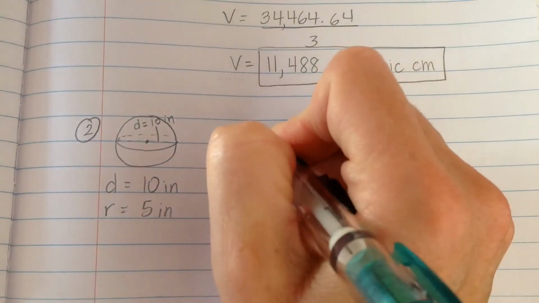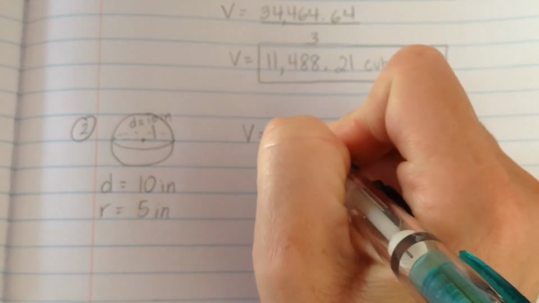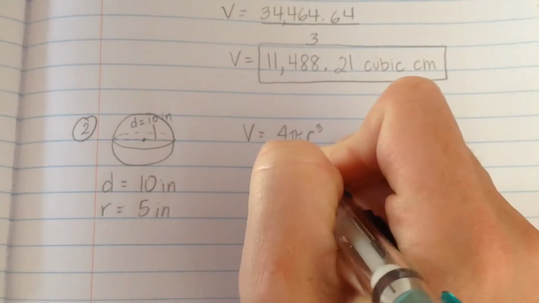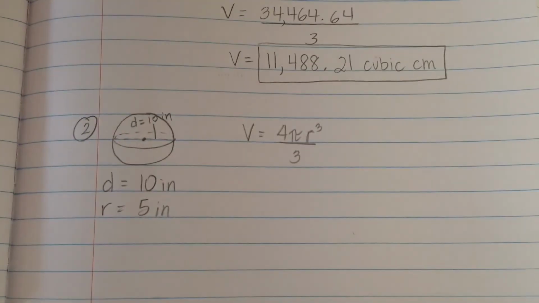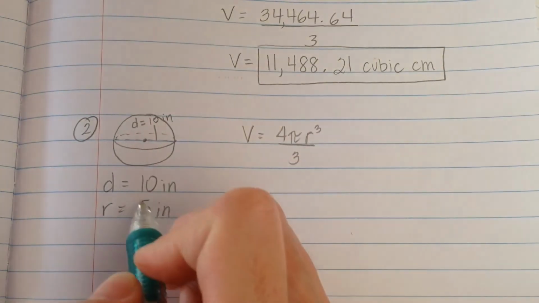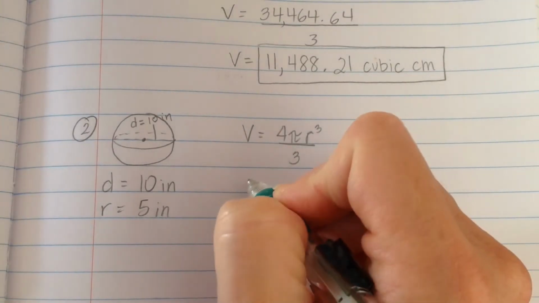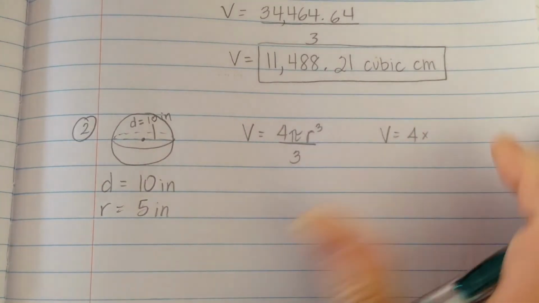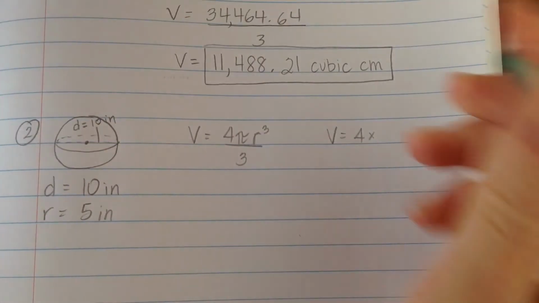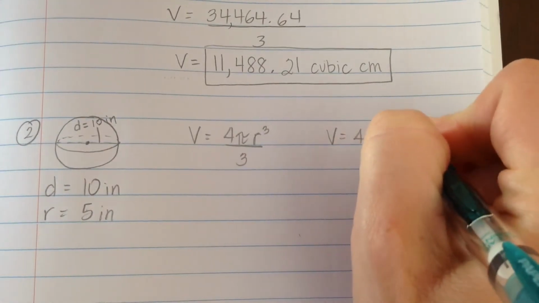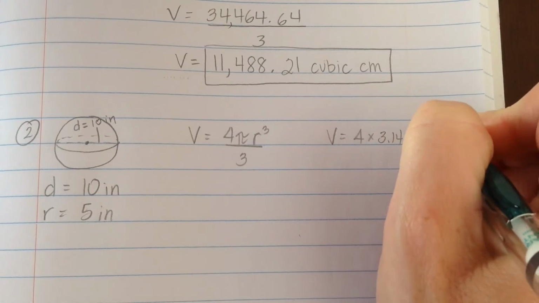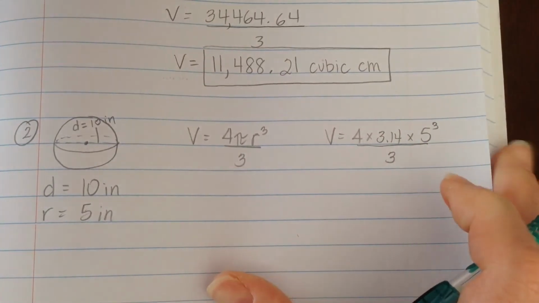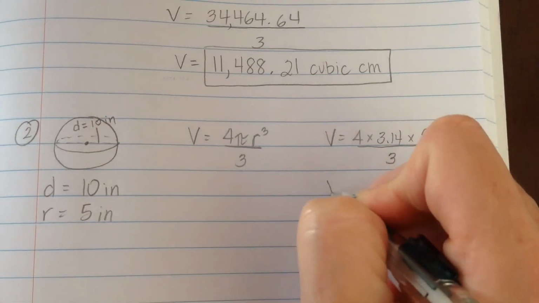Okay, my formula is 4 pi r cubed divided by 3. All right, I know what r is. R is 5, so I'm going to plug that in. So volume is equal to 4 times, scoot this over a bit, 3.14 times 5 cubed, and then divided by 3. So just be careful, take your time, don't rush with these.